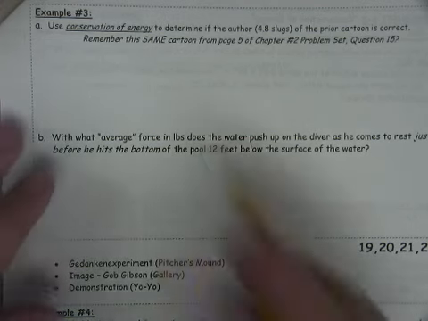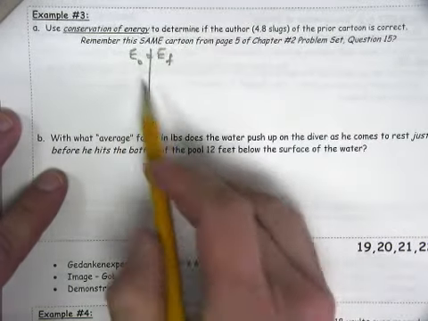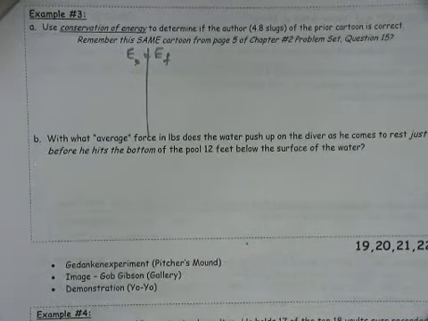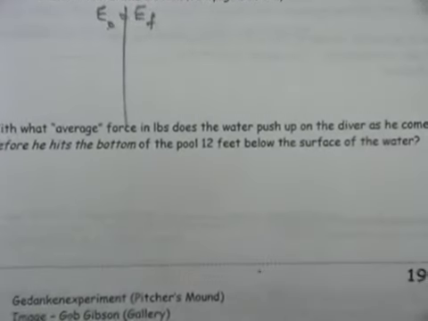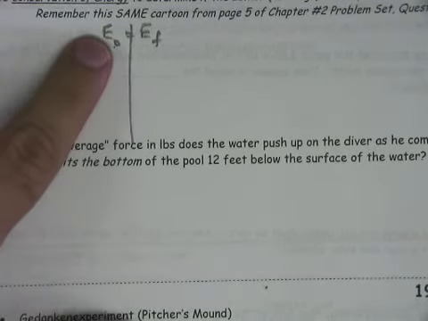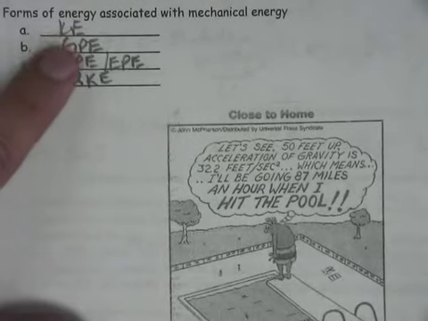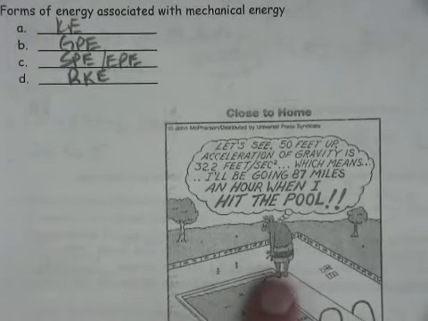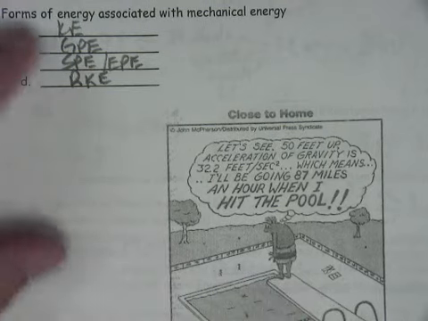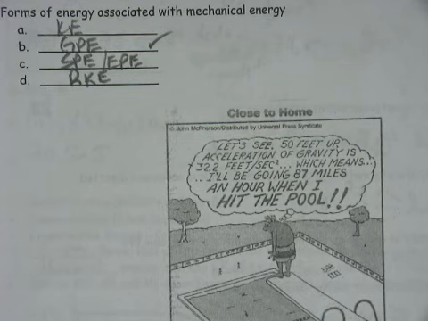Let's get started. When we use conservation of energy, our starting point is going to be right here: energy at the beginning, E sub O, and energy at the final are going to be the same. And so we're going to use that as our starting point. So at the beginning, we want to list all the forms of energy that we have. So let me flip this over, go back to the cartoon. Here are our forms of energy. So what forms of energy do I have at the top? Well, I have gravitational potential energy because I'm above the water. We're assuming the reference point is going to be the water.